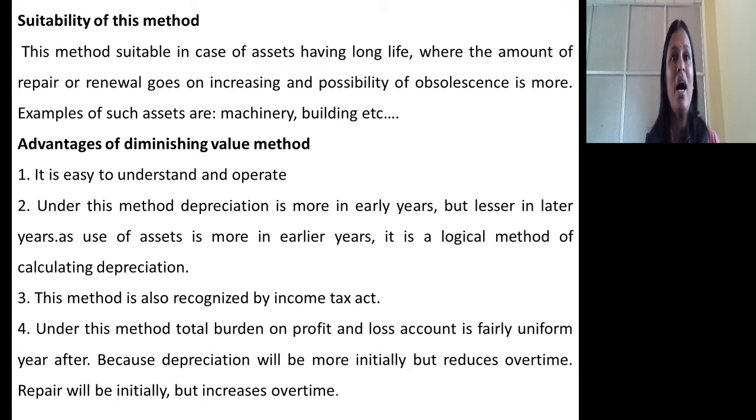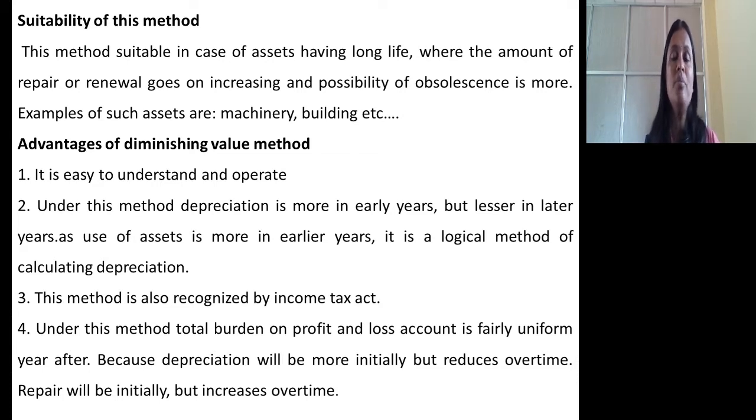We know that assets have more efficiency in the earlier part, but its efficiency gets reduced over a period of time. Charging more depreciation when it is more efficient and lesser depreciation when its efficiency gets reduced is definitely logical. So there is a logic behind it. That's why this method is a logical method of calculating depreciation. This method is also recognized by the Income Tax Act.